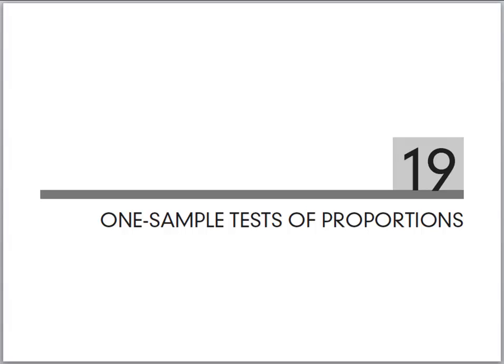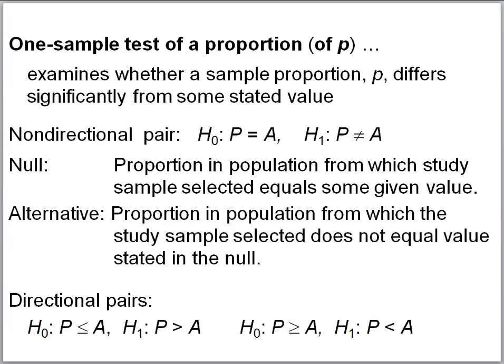The prior couple of chapters have dealt with significance tests that involve means. So now we're shifting to categorical data, and we're going to look at tests that involve samples. Chapter 19 is going to look at tests for proportions that involve a single sample. The first test that we're going to look at is the one-sample test of a proportion. That is the one-sample test of P.